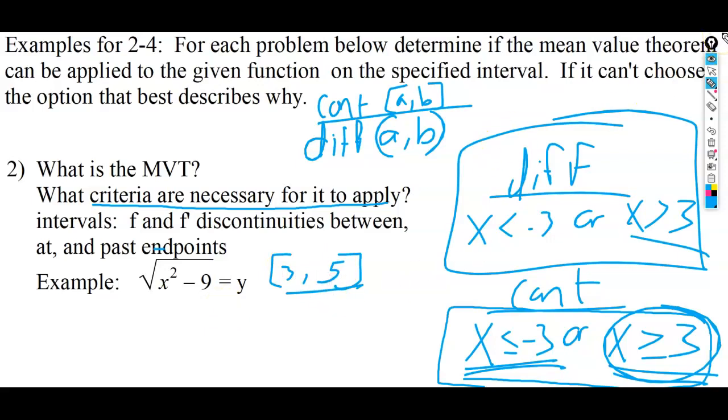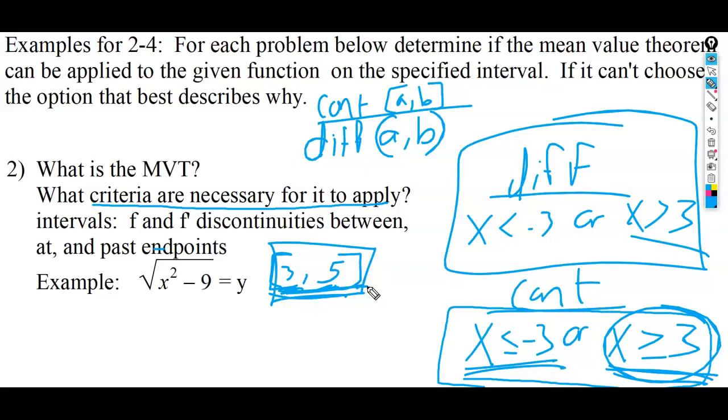Okay, now here's where things get kind of strange and interesting, so pay close attention. So, is it continuous on this interval? The answer is yes, because x can equal 3. That's what the bracket means. It can equal 3. And it can also equal 5. So we're going from 3 to 5 and there's no holes, gaps, or jumps on that interval. The function is continuous on that entire interval.